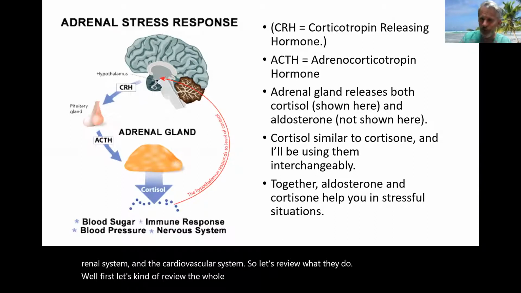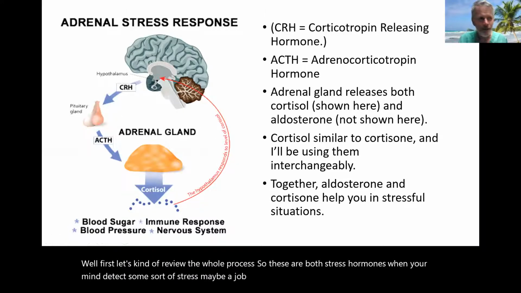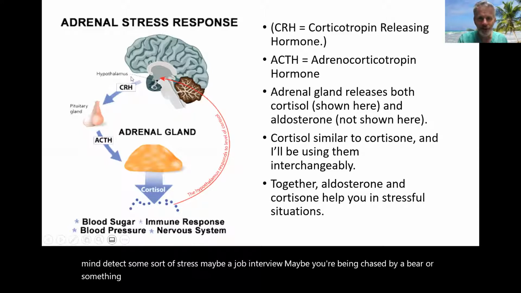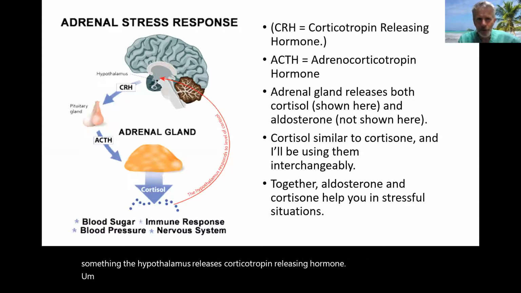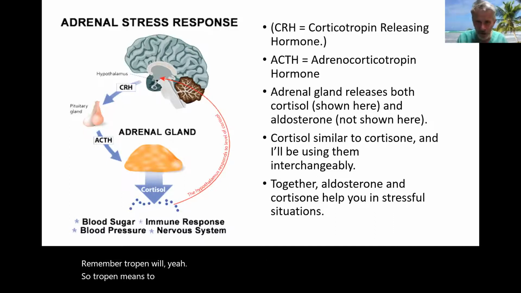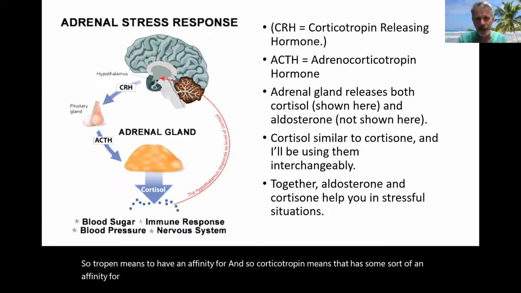These are both stress hormones. When your mind detects some sort of stress, maybe a job interview, maybe you're being chased by a bear, the hypothalamus releases corticotropin releasing hormone. Tropin means to have an affinity for. And so corticotropin means it has some sort of affinity for the cortex, meaning the adrenal cortex.